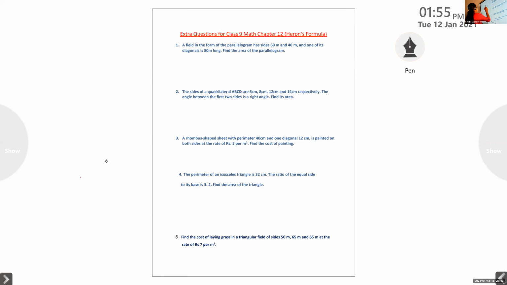Okay, children, I'll draw it. There is a field. It is in the shape of a parallelogram. So parallelograms, what are the specialities? Opposite sides are equal and parallel. So 60 meter and 40 meter is given. That means these opposite sides also will be 60 meter and 40 meter. And one of its diagonals is 80 meter.